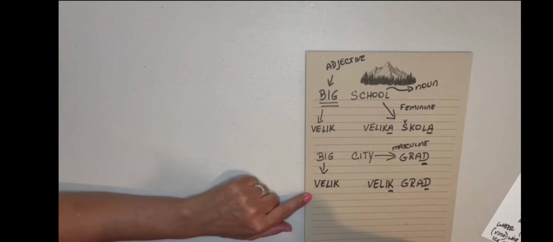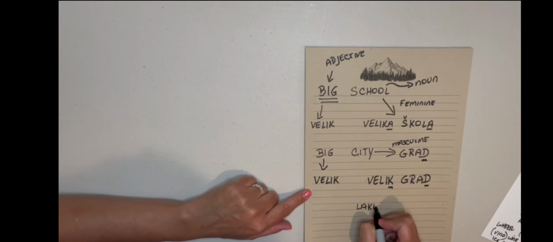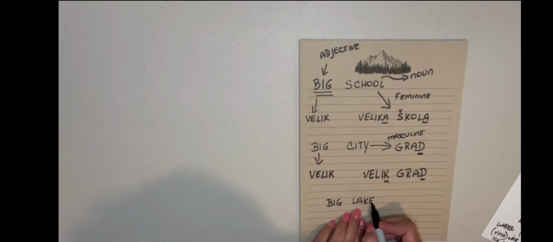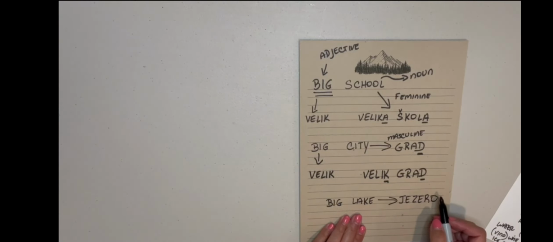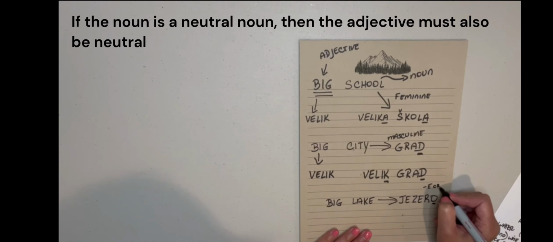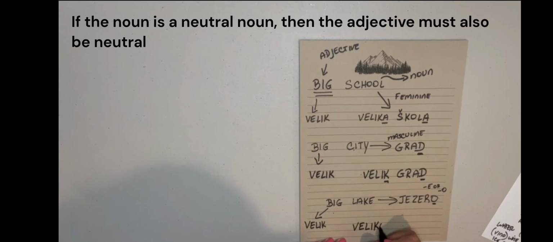Neutral. So let's see what this would look like neutral. So I'm going to have a neutral noun. So lake. I want to say I'm going to the big lake. So again, the adjective needs to complement the noun. The word for lake is jezero. I know that this is most likely a neutral noun because it ends in O. So neutral nouns end in either E or an O. The word for big is velik. So this adjective needs to also be neutral. So I'm going to add an O to the end of this, veliko jezero.